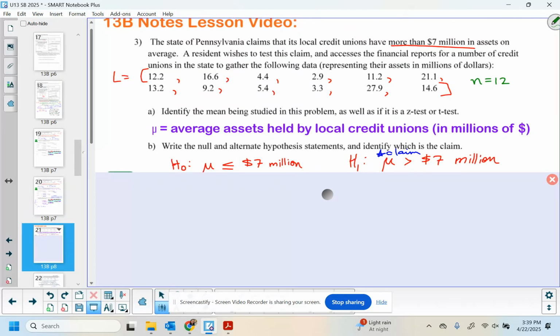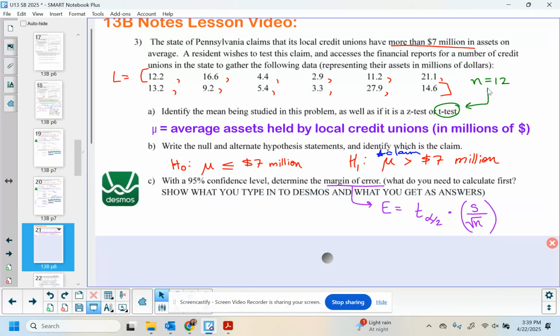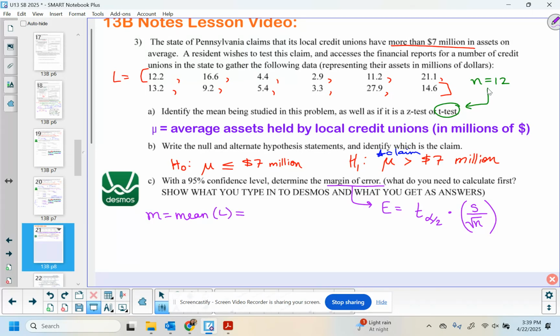because our n is 12, that means we're going to use a t-test. And that means we're going to have to use this error formula. So we need to figure out what these things are. So the first thing we'll do in Desmos is we'll do m equals mean of L. We'll figure out that. And then we'll do lowercase s equals STDEV of L. And then we'll do t equals, and we'll use our t-dist formula from the formula sheet.